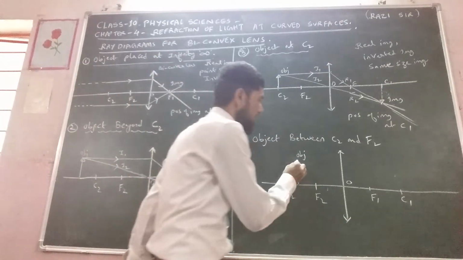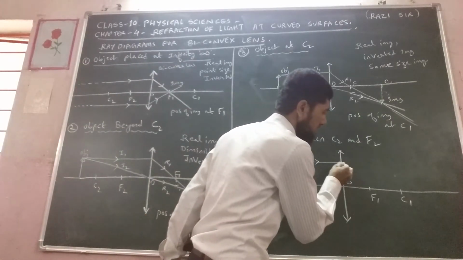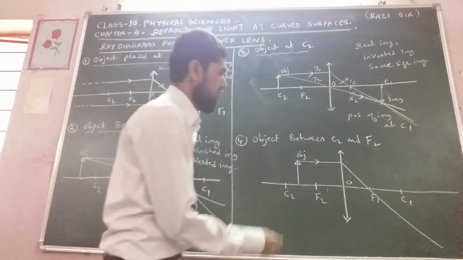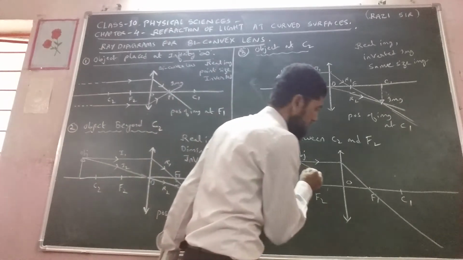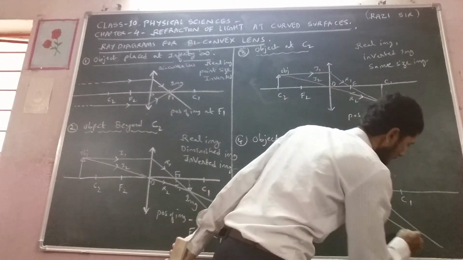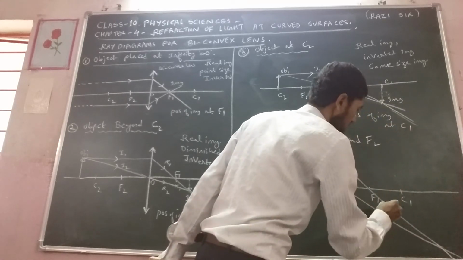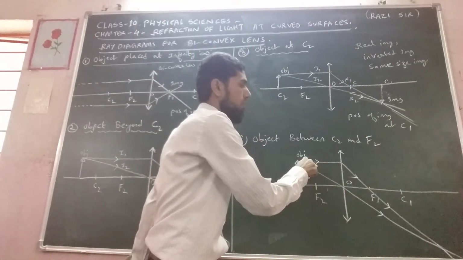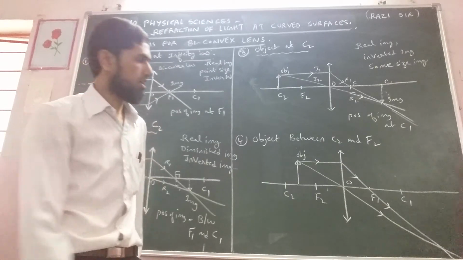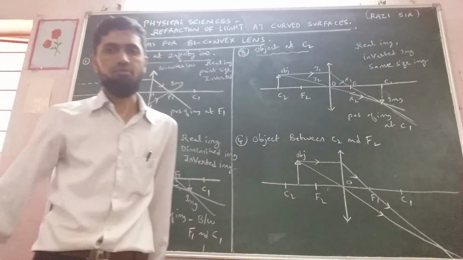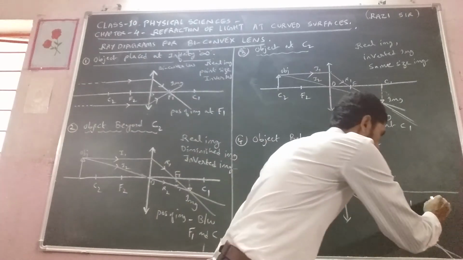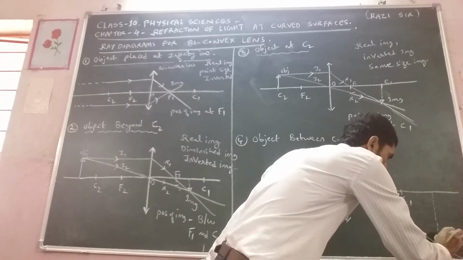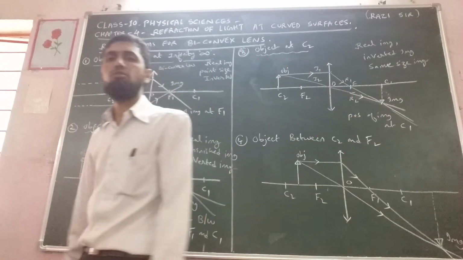The first rule, a parallel ray will pass through the focus, and the third rule, a ray which is passing through the optic center after refraction will not deviate. If we observe these two rays, the first ray, parallel, will pass through the focus, and the second ray, passing through the optic center, will not deviate. We observe that they intersect at a point which is after C1. Draw a perpendicular, we get the image there. So we get the image.